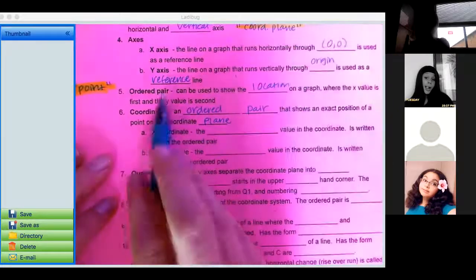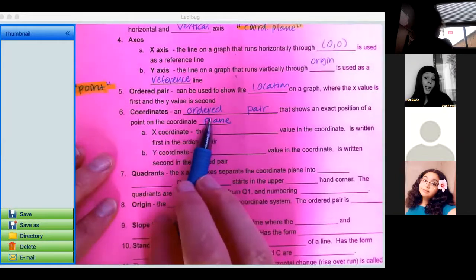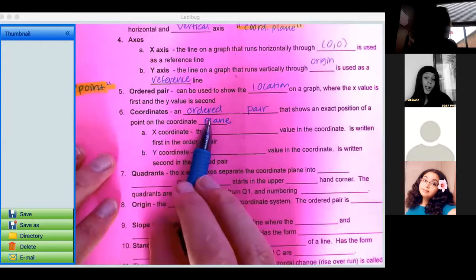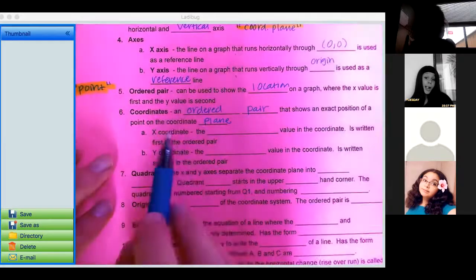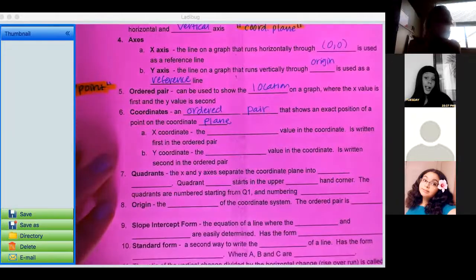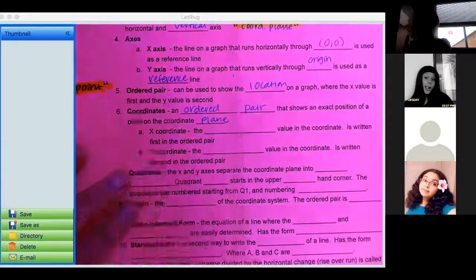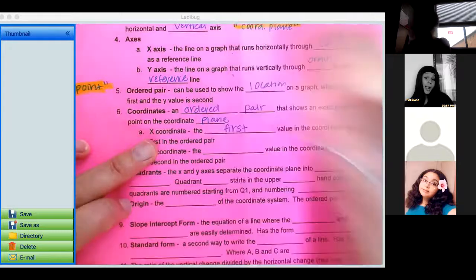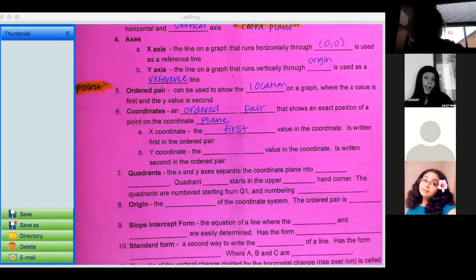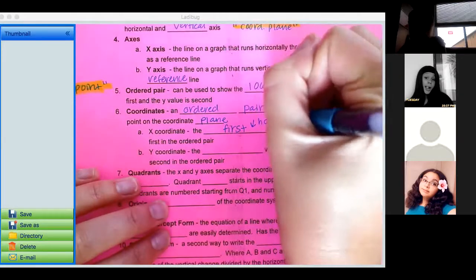So do y'all see how ordered pair and coordinate mean the same thing? Brooke was listening. Ordered pair and coordinate mean the same thing. I'm going to use them interchangeably, okay? Ordered pair, coordinate, they're all just talking about a point, a location. All right, the x coordinate is the first value in the ordered pair. You could also say it's the horizontal value.